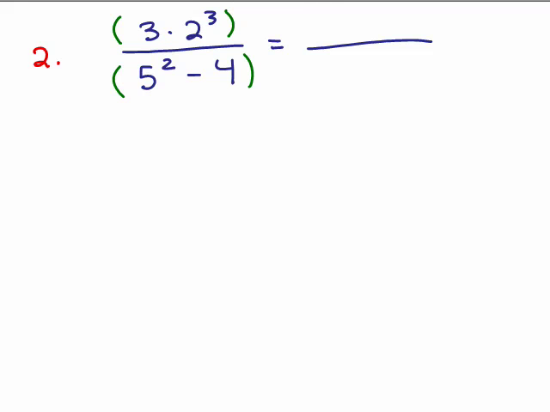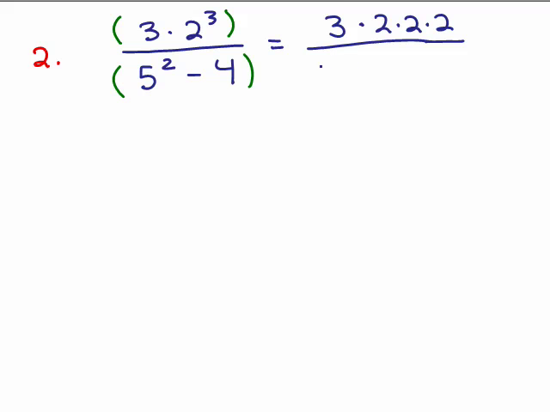So we've got 3 times. Now what's 2 cubed mean? It means 2 times 2 times 2. Now, some of you are just going to write 8, and that's okay. I'm going to actually write down what it means. It's 2 times 2 times 2. So you could write 3 times 8 or 3 times 2 times 2 times 2.